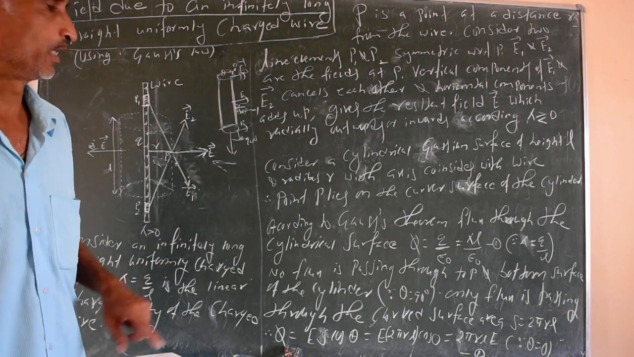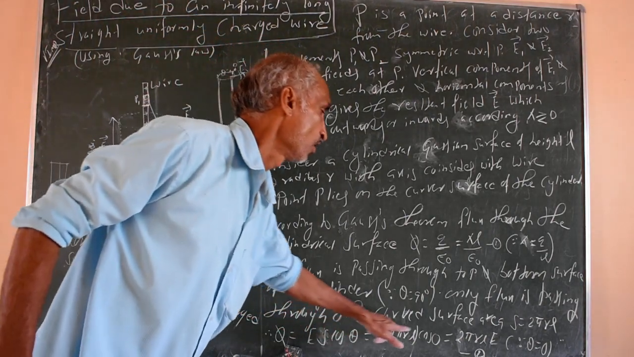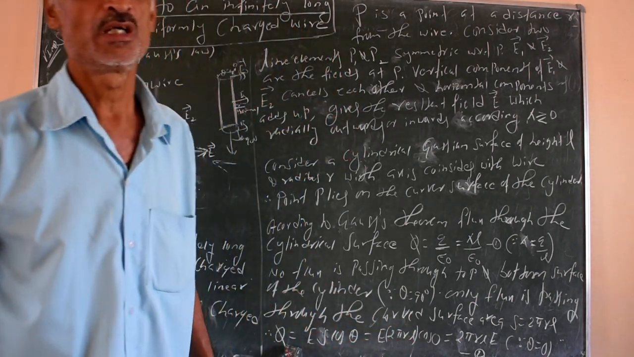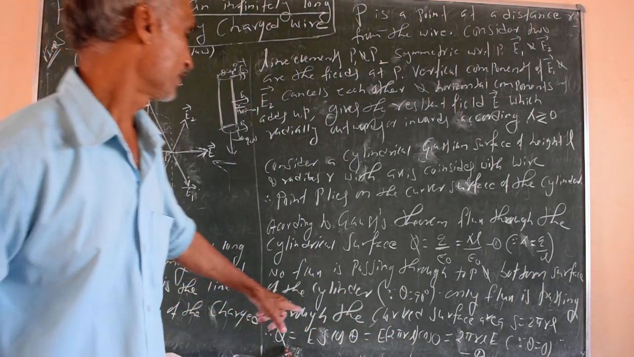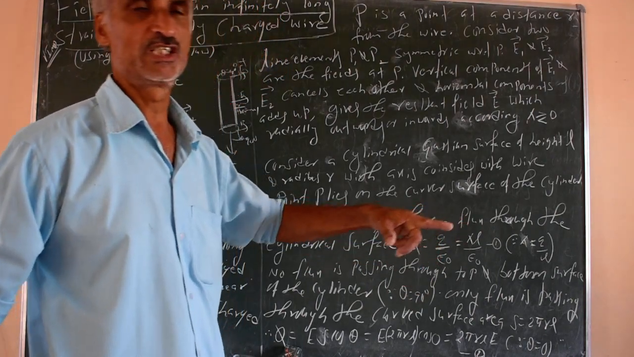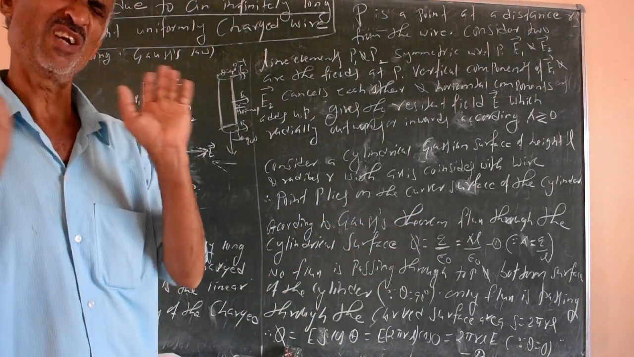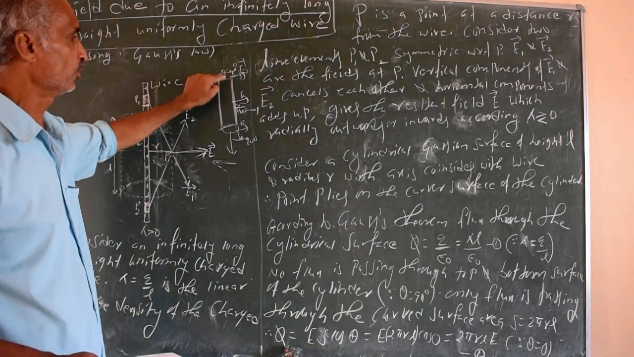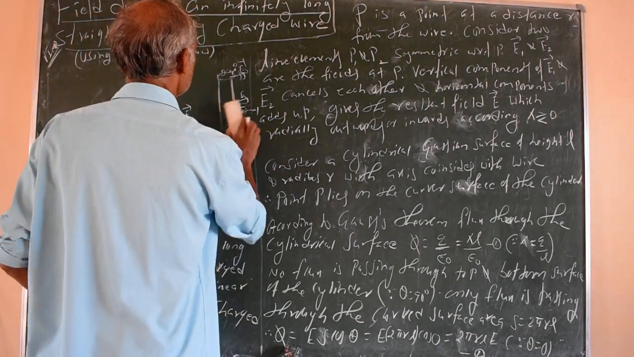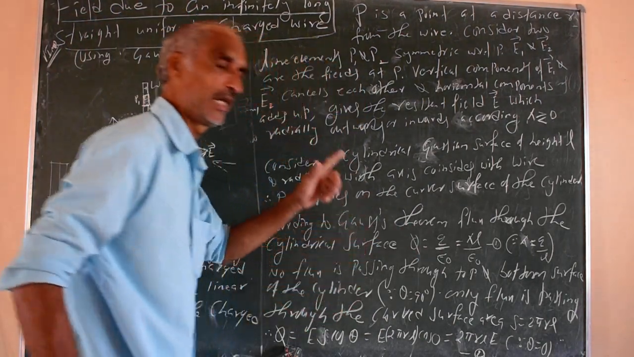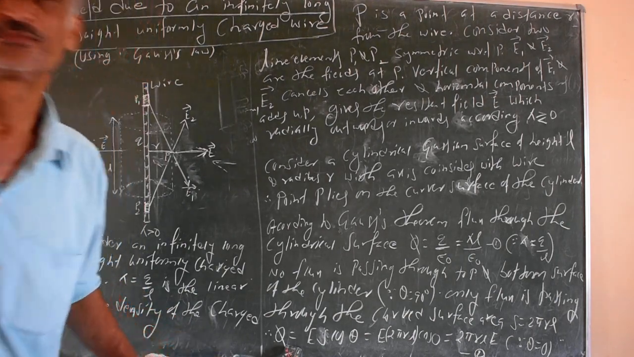Therefore, what is the flux through it? E S cos theta. Cos 0 is 1. S is 2 pi R L. Maximum flux is passing through the curved surface. Therefore, the total flux is passing through only the curved surface, not the top and the bottom. Understood? Now, equating both the fluxes, we get an expression for E bar.